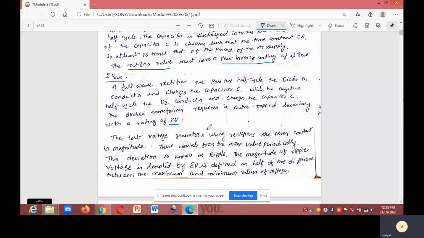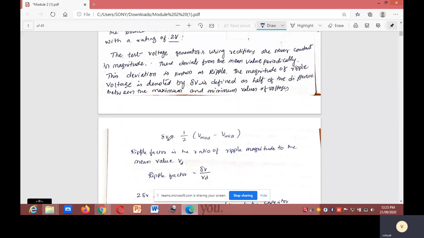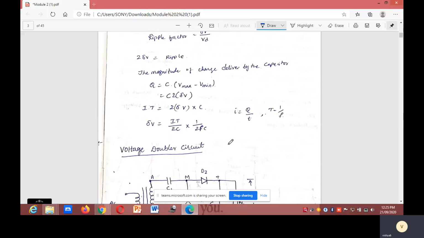The source transformer requires a center tapped secondary with a rating of what? 2 Vmax. The output voltage of test voltage generators using rectifiers is never constant in magnitude. You can see that the output of electronic devices will have some deviation or fluctuation. Deviation is also known as ripple. The magnitude of ripple voltage, denoted by delta V, is defined as half of the difference between the maximum and minimum values of voltage. That can be written as delta V = 1/2 (Vmax - Vmin).